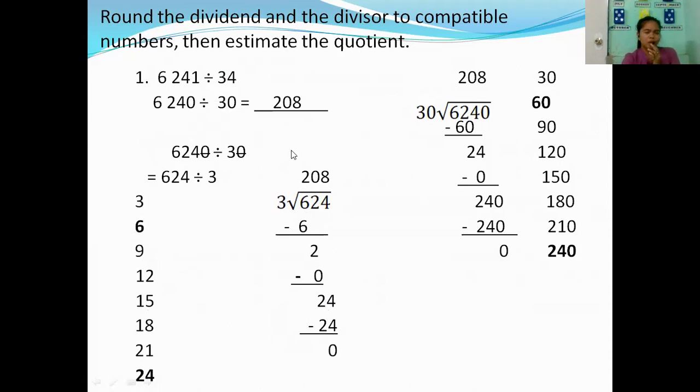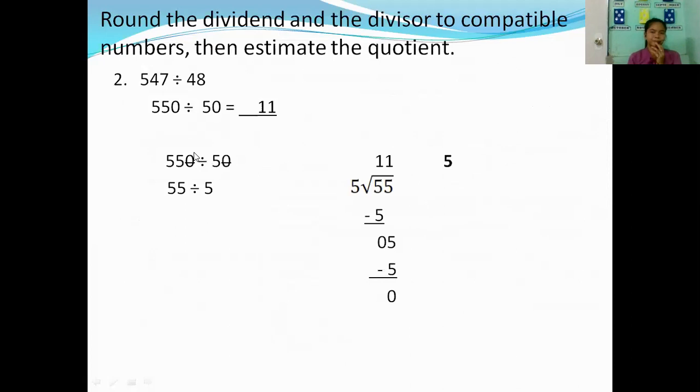Okay, we can also solve if we are not to cancel the 0, no? But that is easier if we are to cancel the 0. Because if we will not cancel the 0, the bigger number becomes our dividend and divisor. So it is much better that we cancel the 0 first. Balance. If we cancel 1 0 here, cancel also 1 0 in our dividend and divisor.